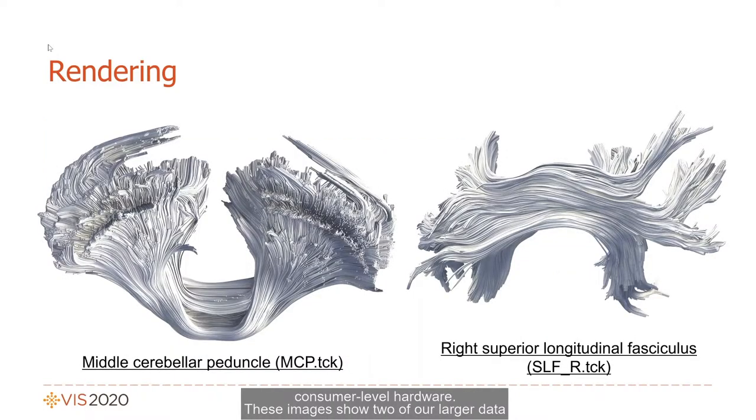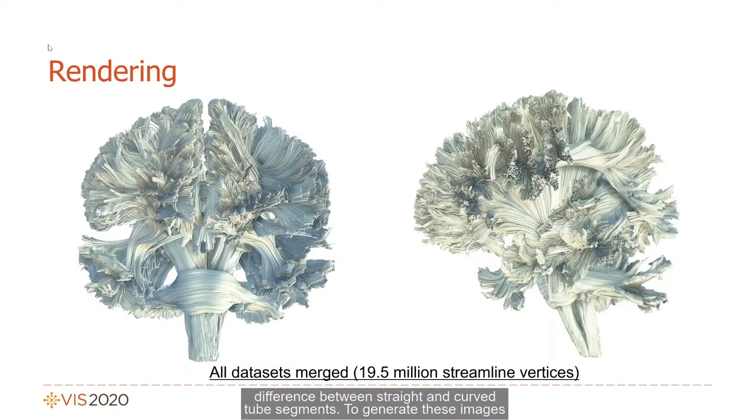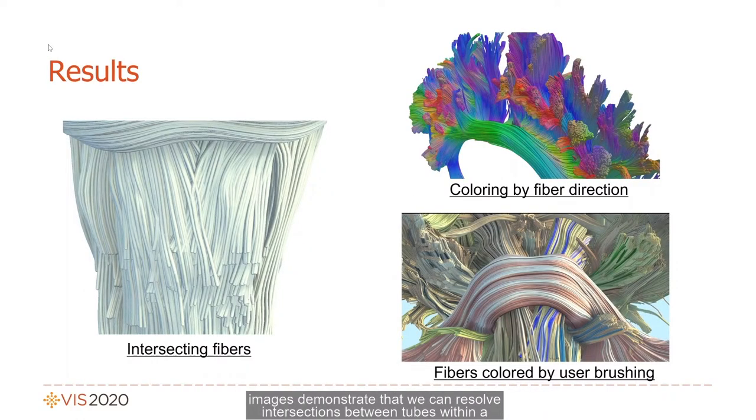These images show two of our larger datasets rendered with ambient occlusion computed from the voxelized stream tube distance function. And here's a detail showing the visual difference between straight and curved tube segments. To generate these images, we merged all 25 of our datasets, a total of 19.5 million streamlined vertices, and then voxelized the merged data. These images demonstrate that we can resolve intersections between tubes within a voxel.